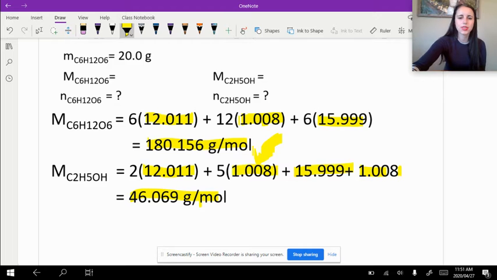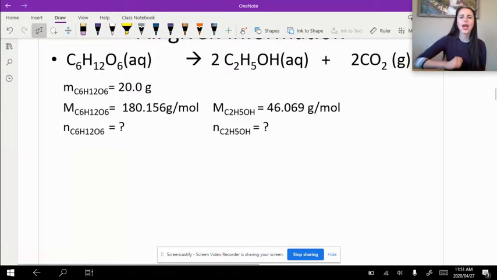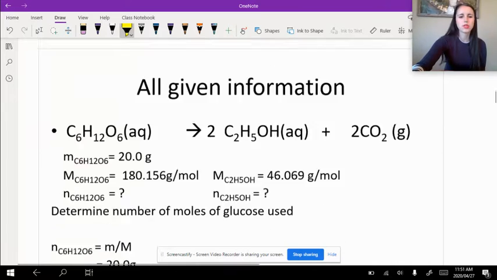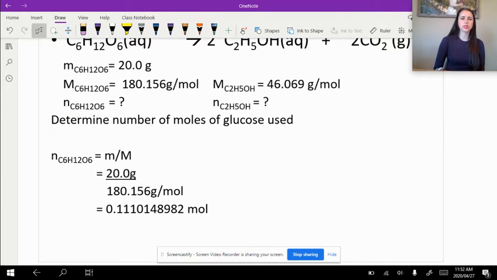And remember, my first step is going to be taking my mass and going to moles. In order to take my mass and go to moles, I need 2 pieces of information. I need my mass and I need my molar mass. I have both of those. So I'm going to take my mass and divide by molar mass. When I plug my numbers in, that's going to look like this, 20 divided by 180.156. And I'm going to find that I end up with this number here. I'm going to keep as many decimals as possible. The more decimals I keep, the more accurate my number is going to be.